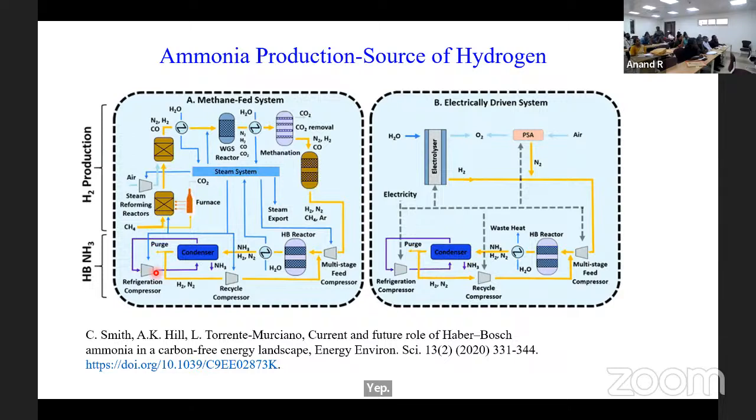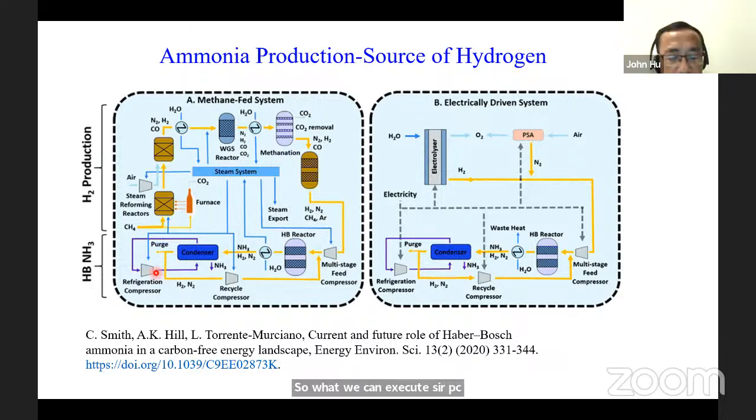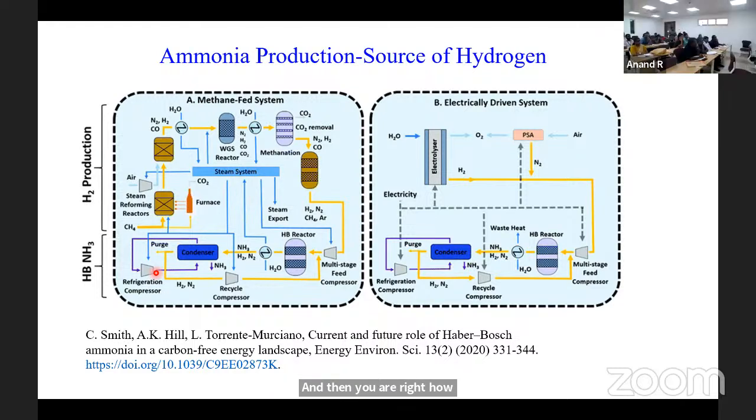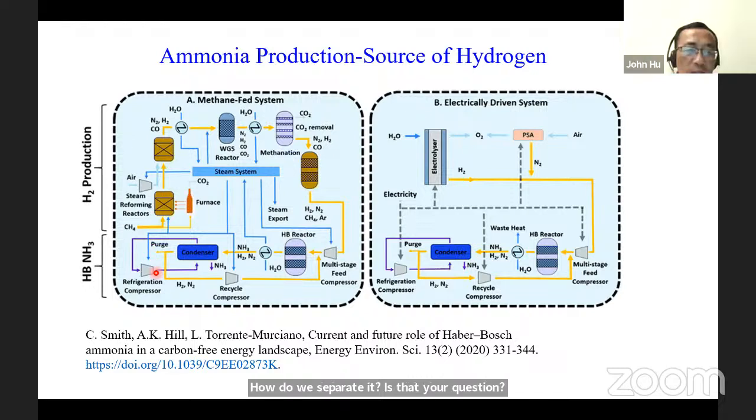Okay, so basically, I think that's a very good question. You are saying that hydrogen and nitrogen are not condensable, and then the separation of ammonia is a challenge. Is that right? How do we separate? Is that your question? Yes. Okay. Did you see this blue condenser? It's called a high pressure cryogenic condenser.